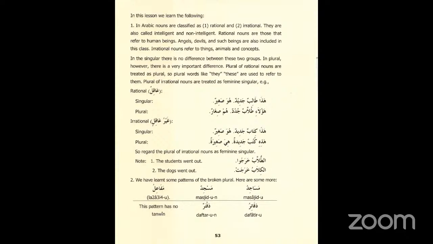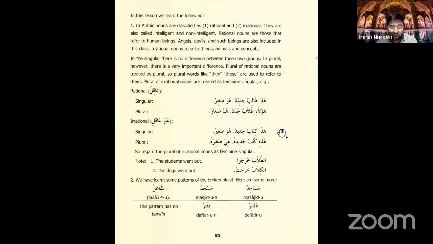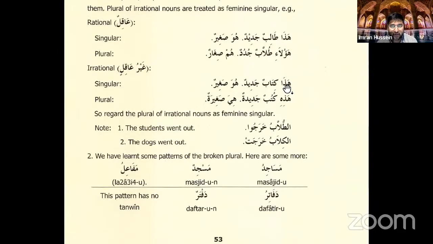In the singular, there is no difference between these two groups. In plural, however, there is a very important difference. Plural of rational nouns are treated as plural, so plural words like they, these are used to refer to them. Plural of irrational nouns are treated as feminine singular. For example, rational or aqil. So let's go through this now. Explain what's happening here.